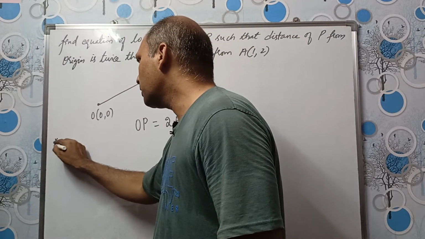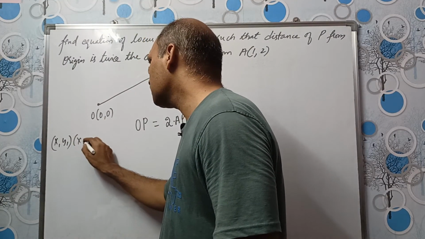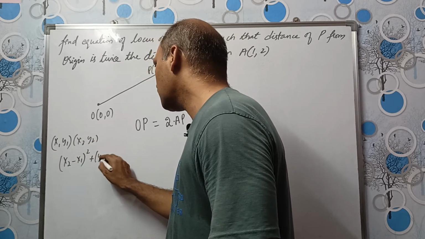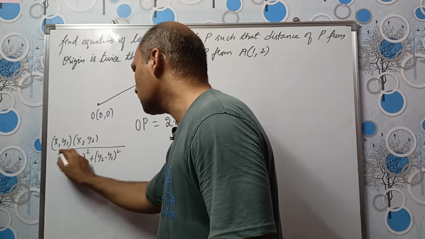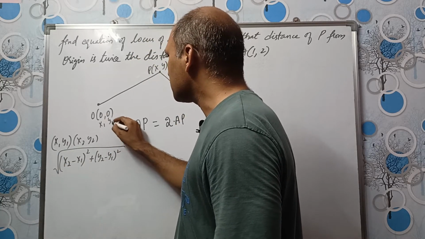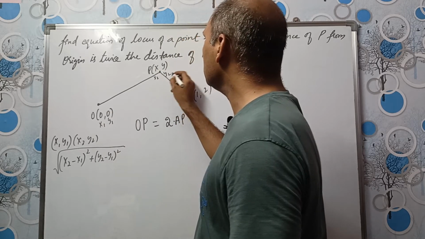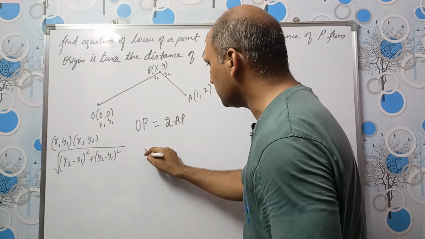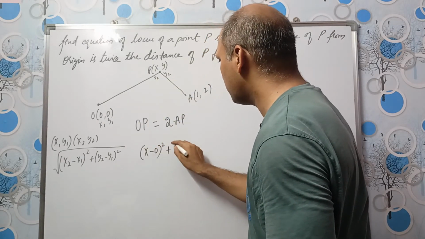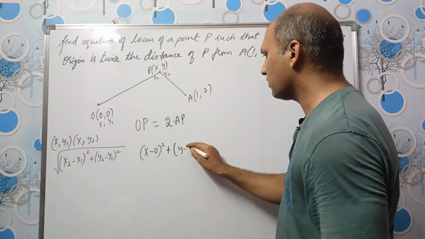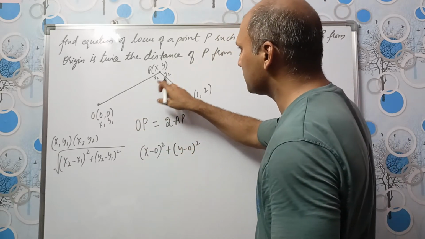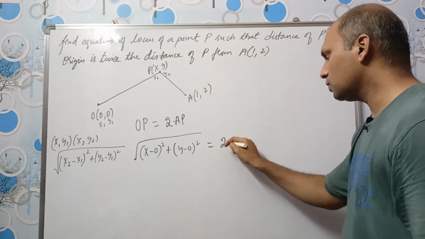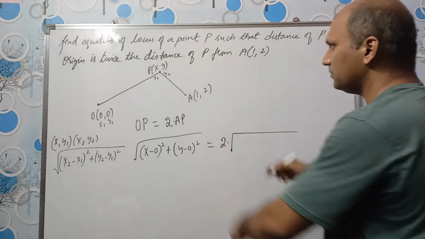Distance between the 2 points x1, y1 and x2, y2, we know it is the square root of x2 minus x1 whole square plus y2 minus y1 whole square, isn't it? So if you take this as x1, y1, this as x2, y2, OP will be equal to how much? x2 minus x1, that is x minus 0 whole square plus y minus 0 whole square. I hope you are able to understand this x2, y2, x1, y1. Inside the root is equal to 2 times AP.